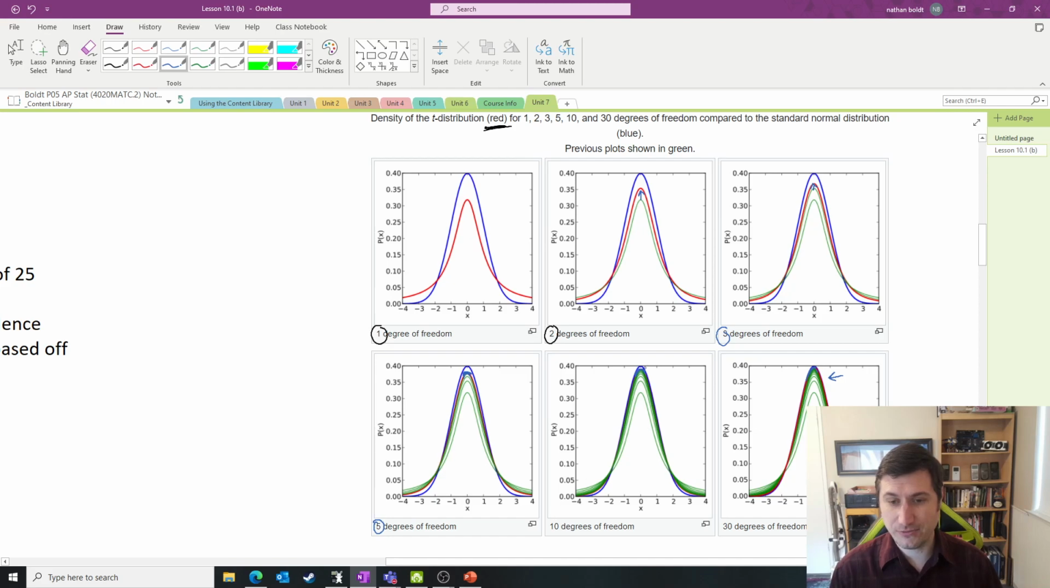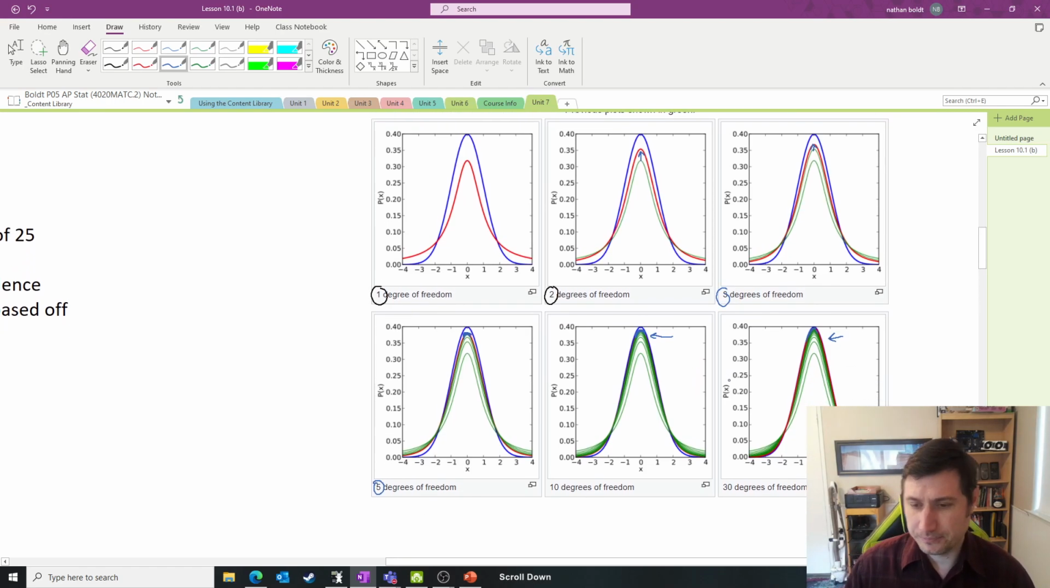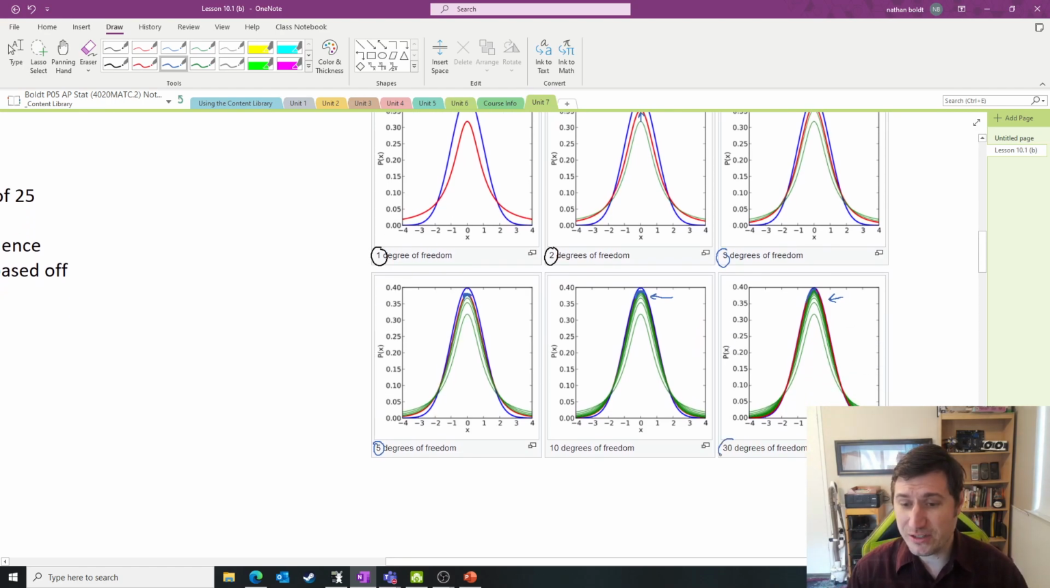10 degrees of freedom, you almost can't tell the difference, right? Where's the red one? I don't know. I'm colorblind. 30 degrees of freedom. You almost can't tell the difference between the red and the blue. It is almost normal.